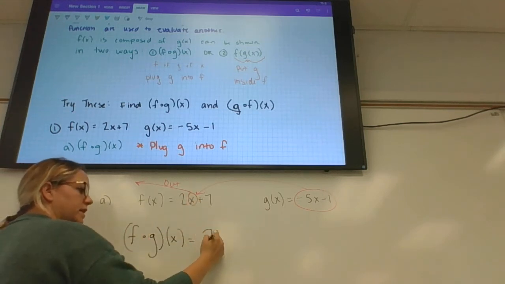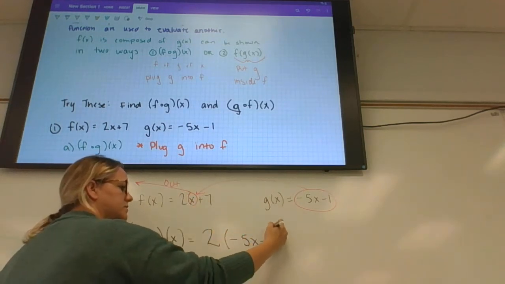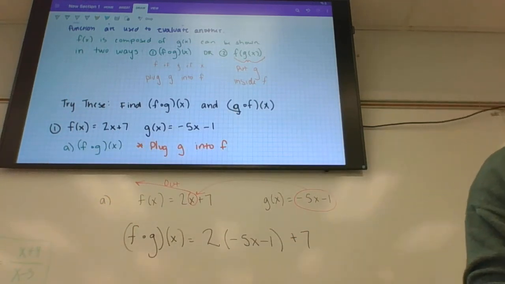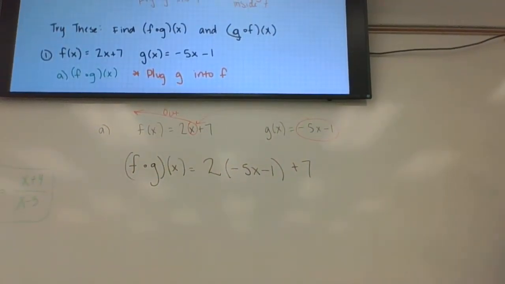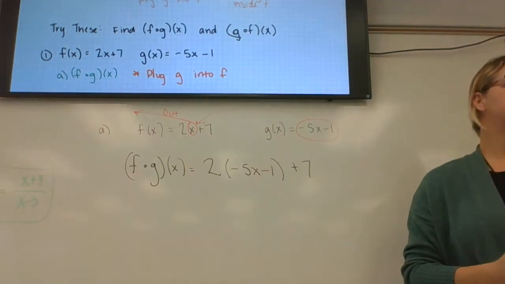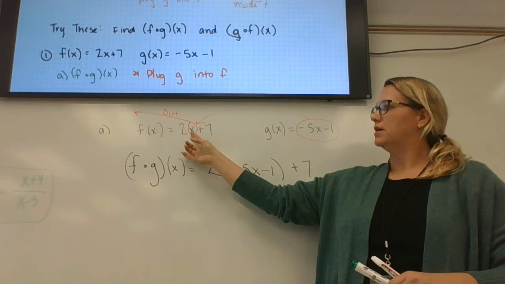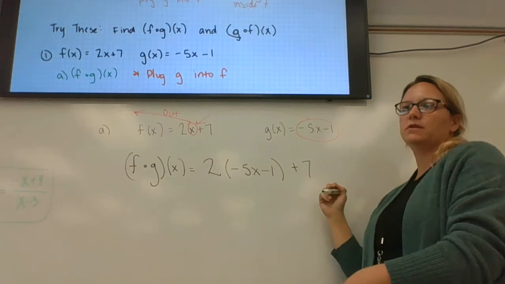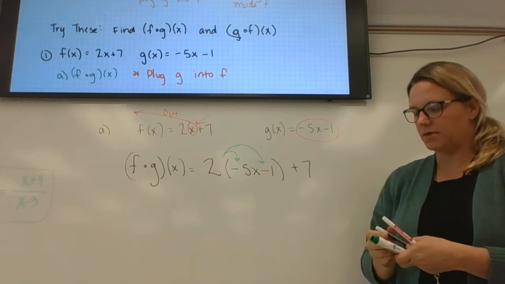So I have the 2 here. I'll use parentheses. I take the x out, and I put negative 5x minus 1 in. And then I can't forget about the plus 7 at the end. Distribute, combine like terms, and that's the end. So that just goes out and the 2 goes out. Yeah, everything stays right in its position. This goes right where the x is. So then from there you simplify. And that's something you already know how to do.